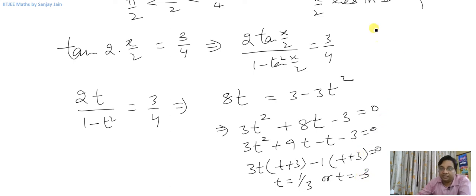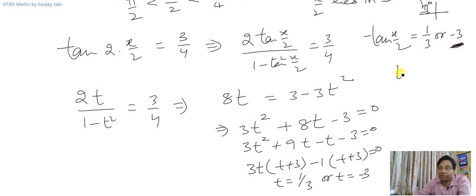Now what is t? t is tan(x/2). So I have got two values, that is 1/3 or -3. Now see, where does it lie? In the second quadrant. So in the second quadrant, tan will be negative. So this is the value that is acceptable to me. tan(x/2) will be -3, right?